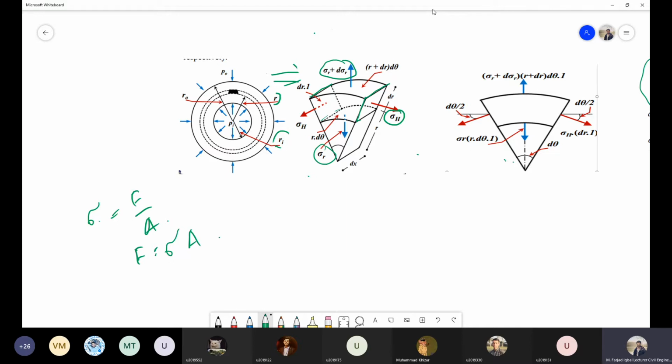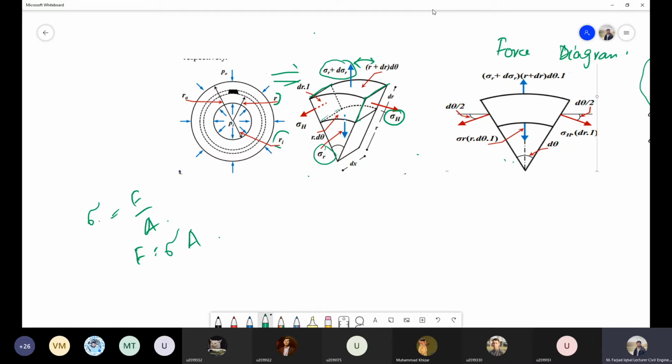And if I want to show the force diagram, let's call this a force diagram of this three-dimensional shape. That will be something like this one. This is the front view. And on the top surface, if I multiply these two factors, (sigma r plus d sigma r) into (r plus dr) d theta, that will give me the force that is acting on this top surface in two dimensions.